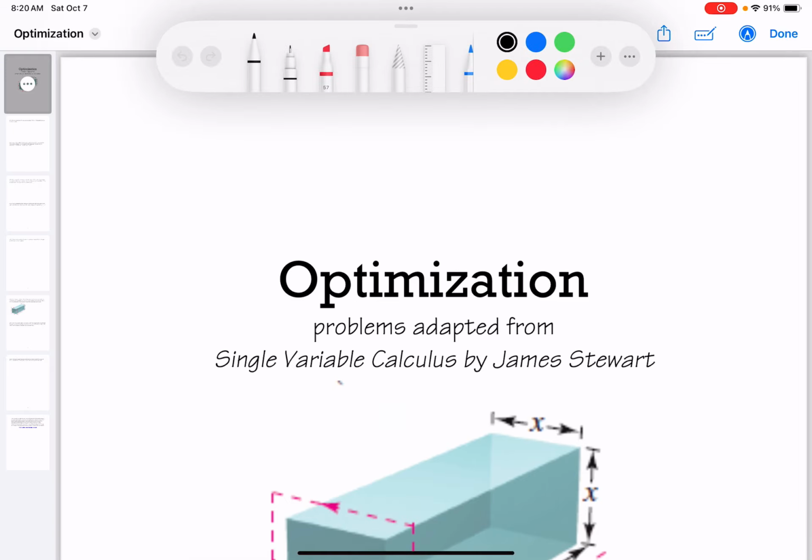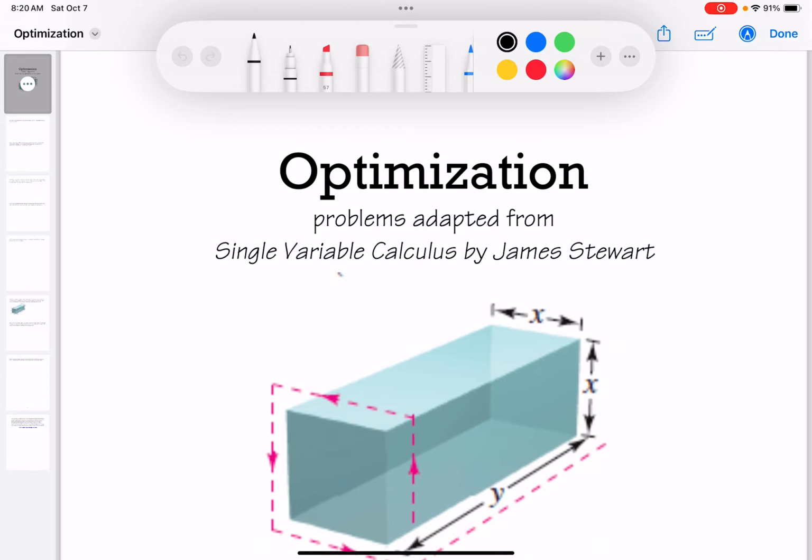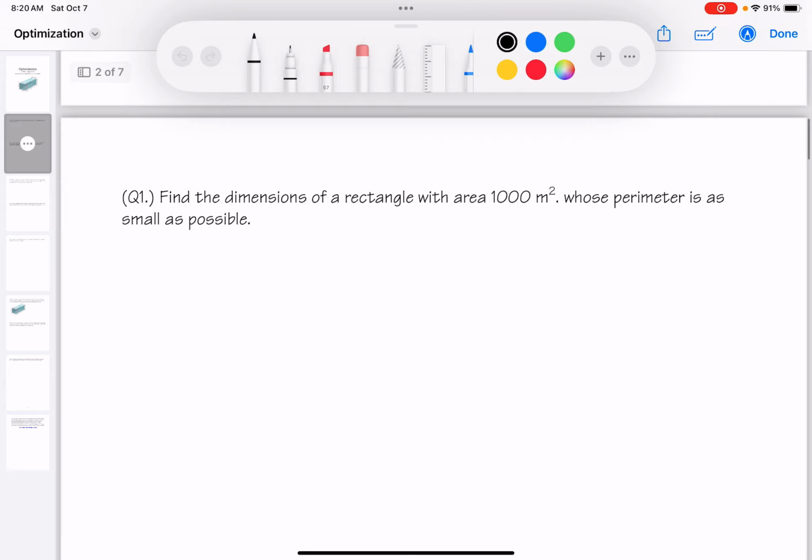Okay, we're on the optimization problems. These problems, I think, were taken from James Stewart's calculus textbook. Anyway, let's take a look at the first question. As I do these, I want to point out there's a variety of ways of doing this. At Essex County College, we're not using calculators. However, I will post a video of me using a calculator to do these problems as well.